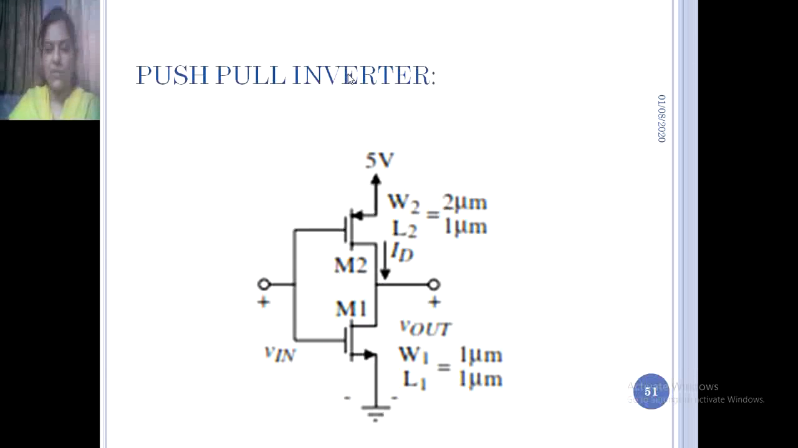Here we are going to see the push-pull inverter. Here NMOS and PMOS both are combined, and the gate terminals of the MOS are short circuited and given commonly to Vin. The supply voltage used is 5 volt, and the width to length ratio is 2:1 for the NMOS and 1:1 for the PMOS. The output is taken out from this.